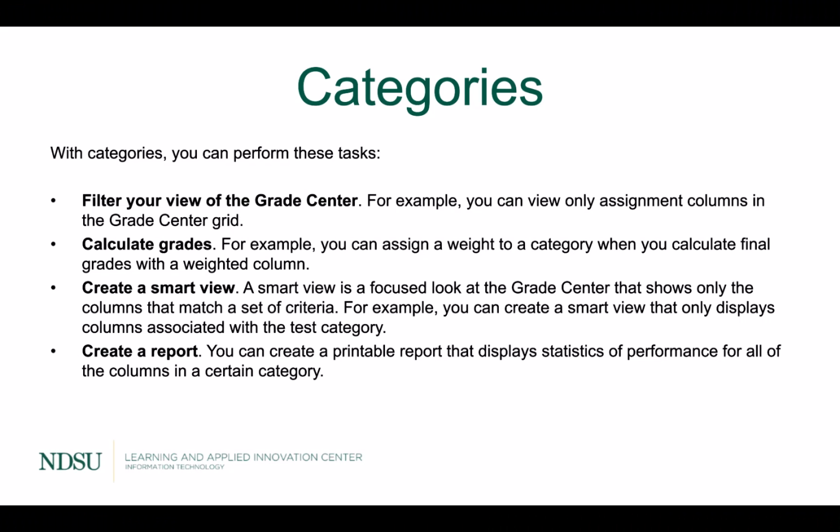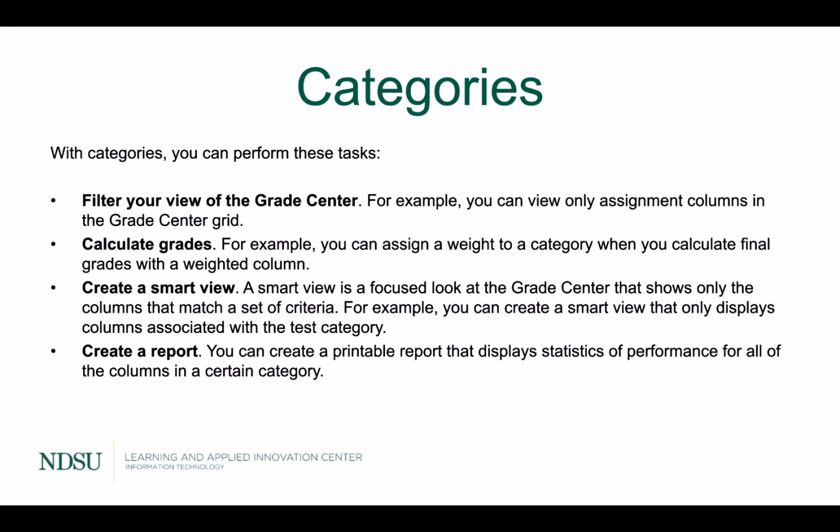Let's take a closer look at categories and what they can do for you and how to create them. Categories are used to organize and view Grade Center data and can be used when creating calculated columns. With categories, you can perform these tasks: filter your view of the Grade Center, calculate grades. For example, you can assign a weight to a category when you calculate final grades with a weighted column, create a smart view, and create reports.